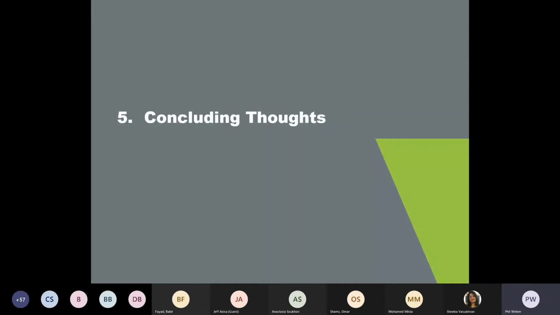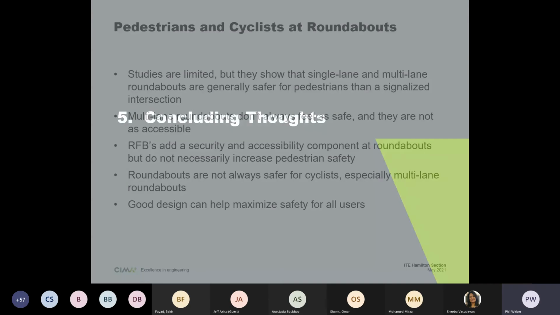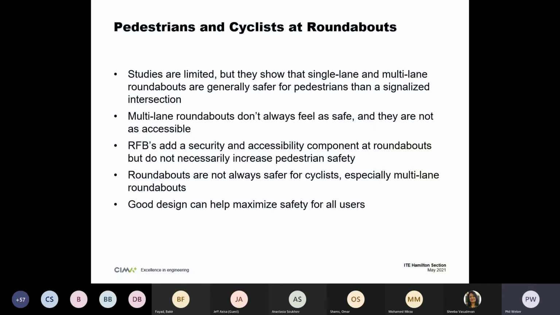And just to wrap up with some concluding thoughts. Actually, I'm ahead of schedule. All right. Studies are limited, but they show that single lane and multi-lane roundabouts are generally safer for pedestrians than signalized intersections. Multi-lane roundabouts don't always feel as safe, and they are not as accessible. That is kind of a given. So that's one of those things that must be weighed against the other benefits a roundabout will provide. RFBs can add a security and accessibility component at roundabouts, but they do not necessarily increase pedestrian safety. Roundabouts are not always safer for cyclists, especially multi-lane roundabouts, but good design can help maximize safety for all users.